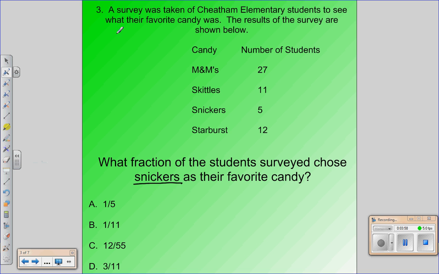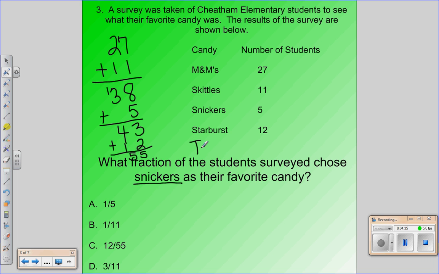were surveyed. So we're going to come over here and we're going to do 27 plus 11. And you're going to get 38. So 27 plus 11 is 38, plus your 5. 8 plus 5 is 13, carry your 1. 3 plus 1 is 4, plus your 12. 3 plus 2 is 5. 4 plus 1 is 5. So your total number of students that they surveyed is going to be 55.